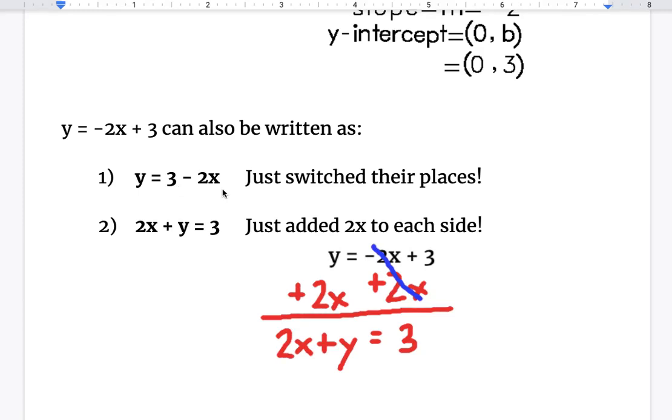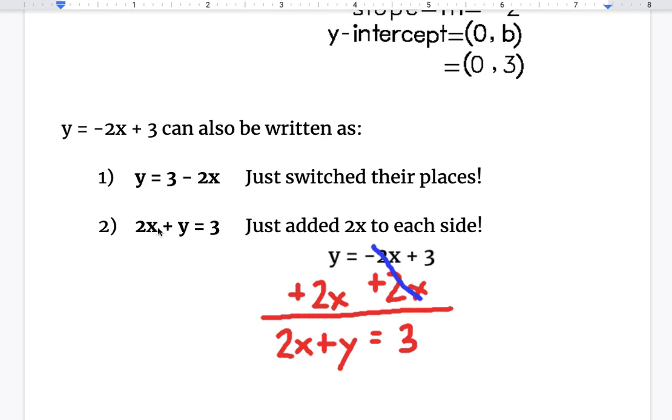And in that case, I'm just switching those places. I'm just having the positive 3 go first and the minus 2x go in the back. But these two are essentially the same equation. They're just written differently. One is written in proper y equals mx plus b form, and the other is just y equals b plus mx, which is the same thing. Their positions are switched because with addition and subtraction, it doesn't really matter the order as long as those signs are following them.